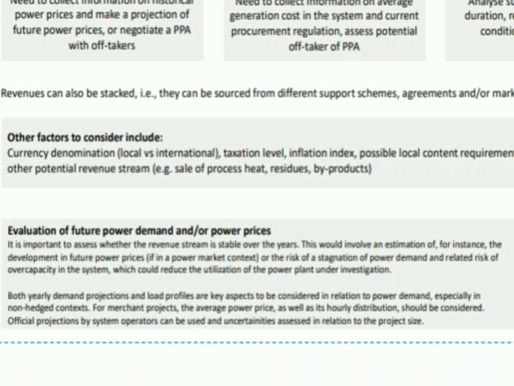In this system, both yearly demand projection and load profiles are key aspects that we have to consider in relation to the power demand. For a merchant project, average power prices as well as hourly distribution should be considered.